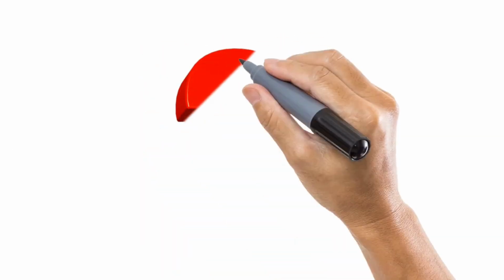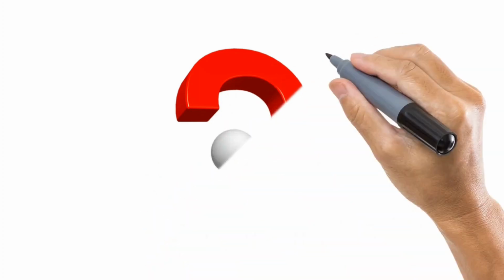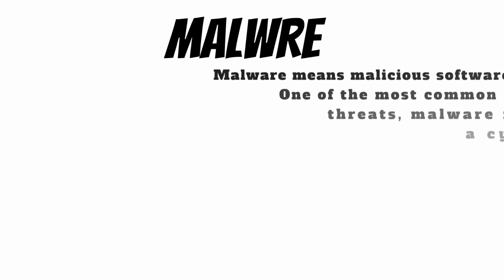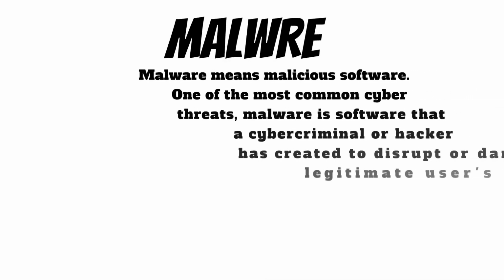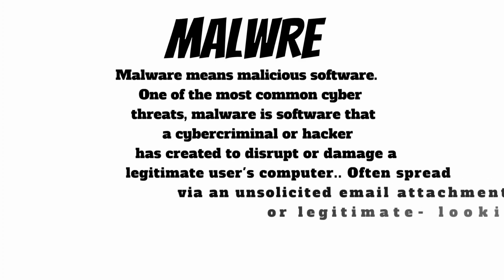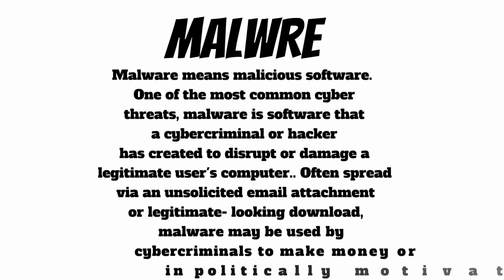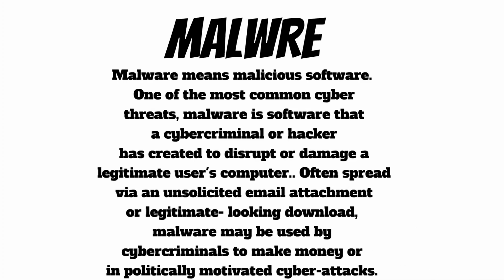So, how do malicious actors gain control of computer systems? Here are some common methods used to threaten cybersecurity. Malware. Malware means malicious software. One of the most common cyber threats, malware is software that a cybercriminal or hacker has created to disrupt or damage a legitimate user's computer. Often spread via an unsolicited email attachment or a legitimate-looking download, malware may be used by cybercriminals to make money or in politically motivated cyber attacks.